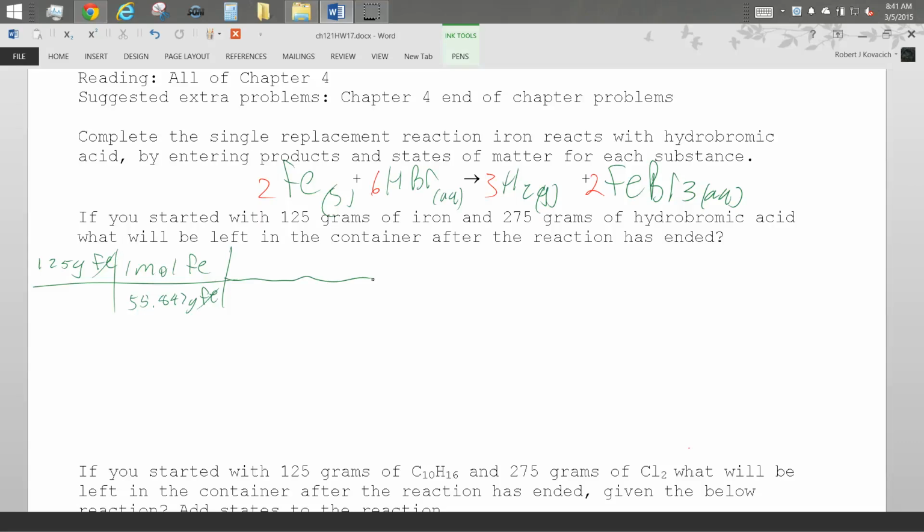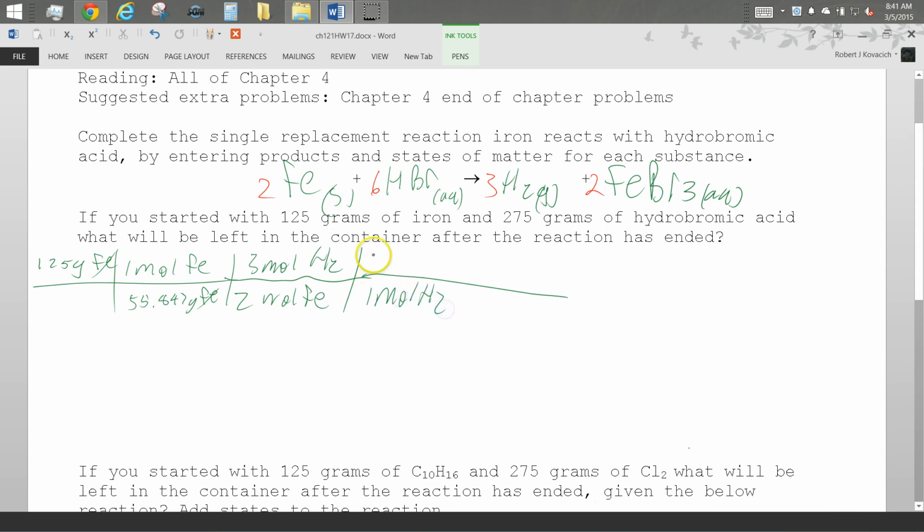H2. Yeah, I'd figure out how much hydrogen is going to be made from this. So for every 2 iron atoms, or 2 moles of iron atoms that go in here, I get 3 moles of H2. And then for every 1 mole of H2, I've got 2.0159 grams of H2.